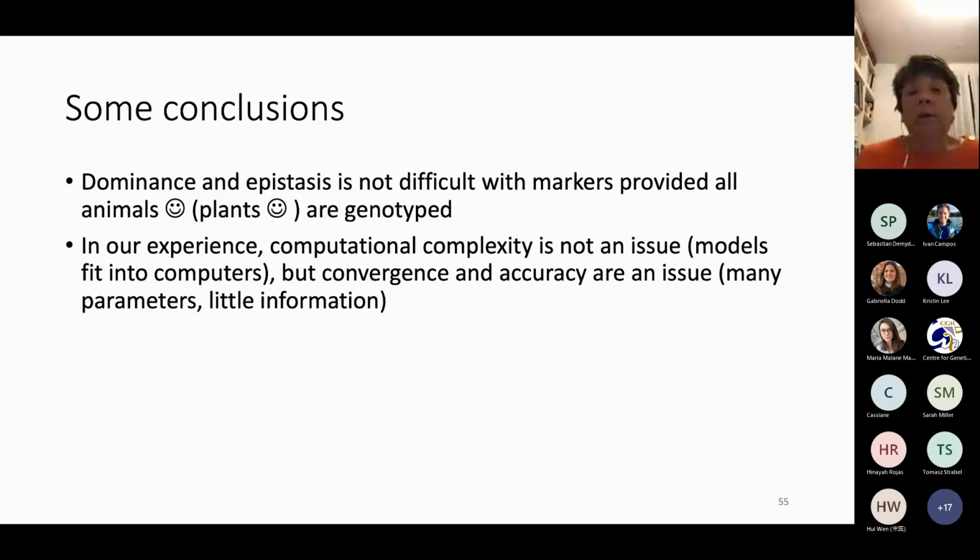The model fits into the computer, but convergence and accuracy are an issue. And if you put many parameters and you have little information, you have problems, okay? So we have to pay attention to that.